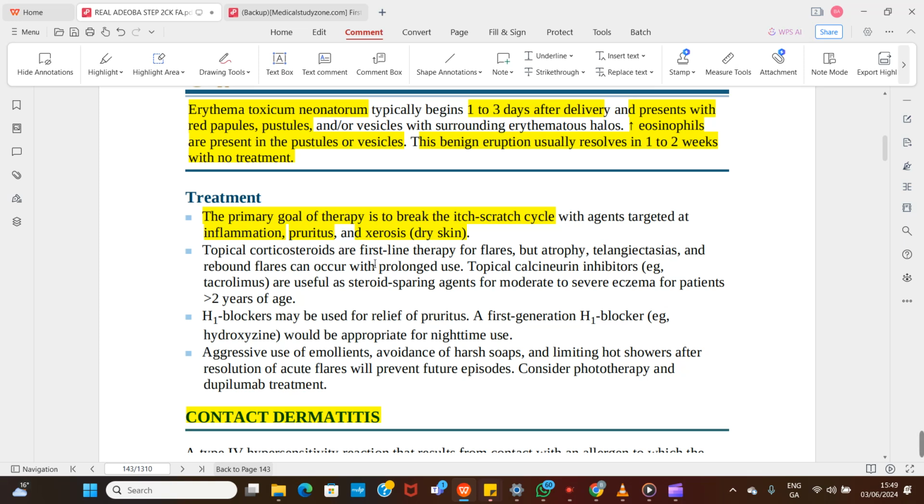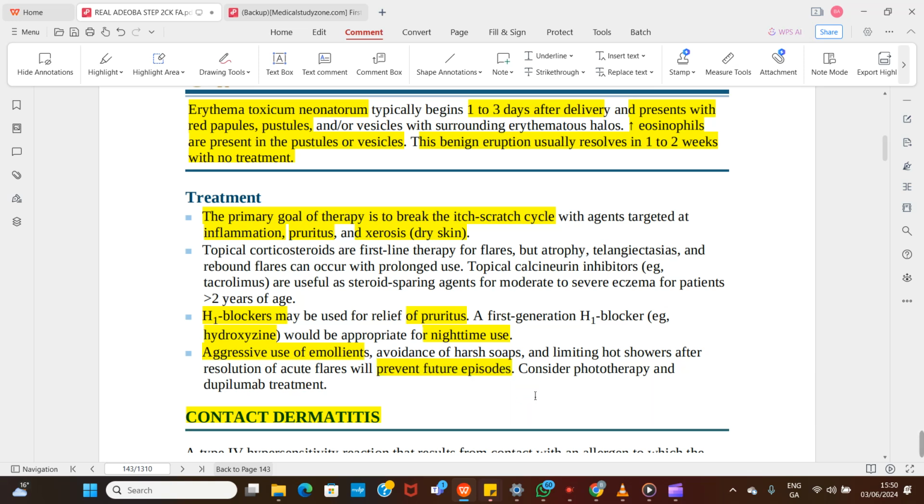You can do that by giving your H1 blockers first, right? You give your first generation antihistamine, like hydroxyzine. You give your hydroxyzine usually at night because most of them have a sedative effect. Don't forget that. So you use it at night to relieve the pruritus. You also have to apply emollient. That will help you also with the symptomatic relief, because it's going to increase the moisture content of the skin and help to prevent future episodes.